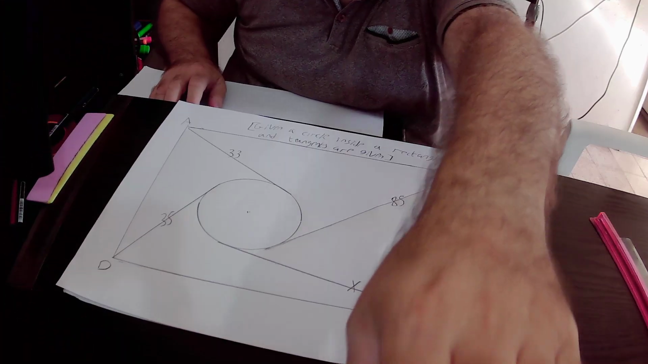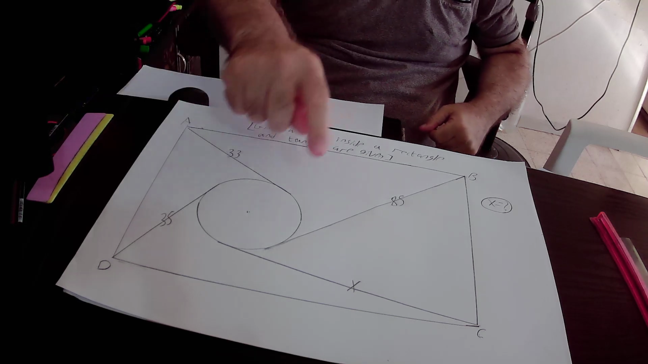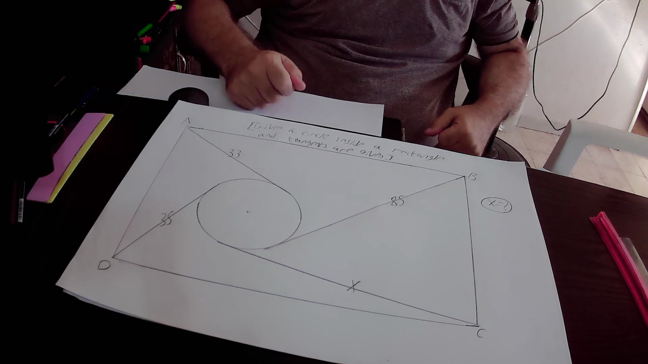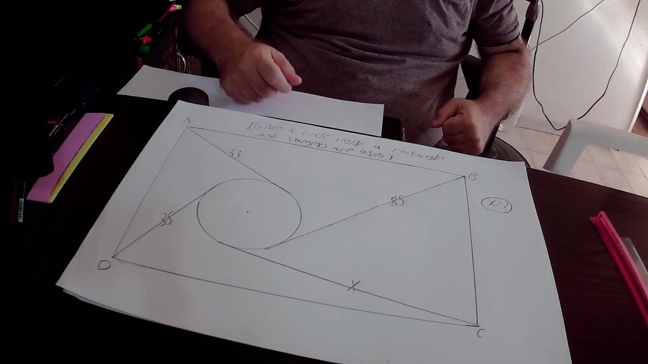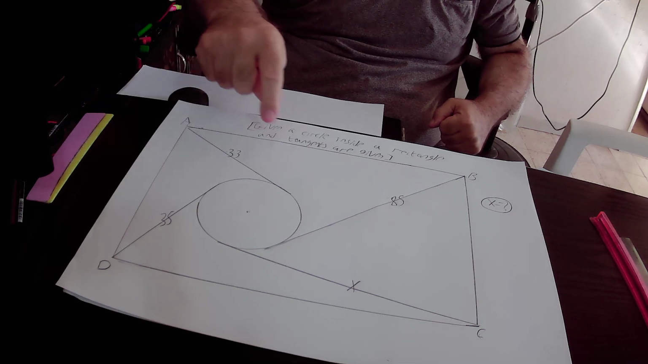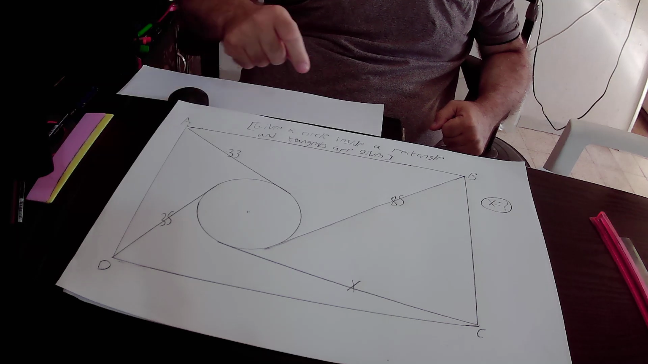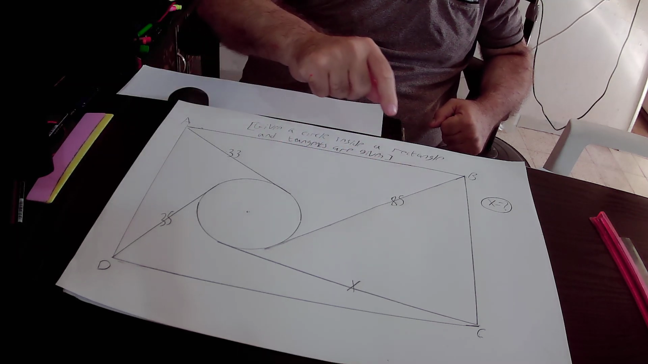Hello, in this lecture we find out the length of line segment X. In the drawing we have a circle that is inside rectangle ABCD. We know that the length of the tangent from point A to the circle is 33 units. The length of the tangent from point B to the circle is 85 units.